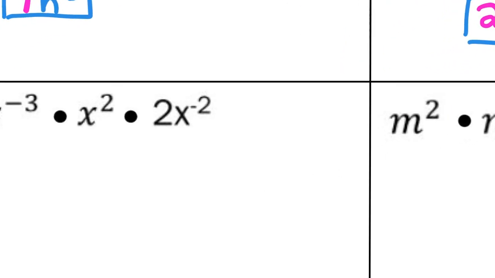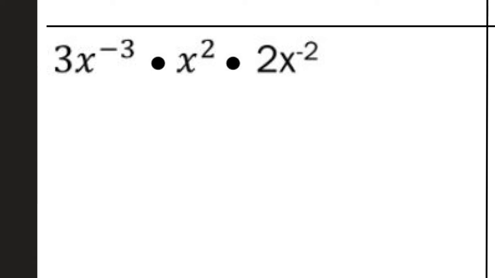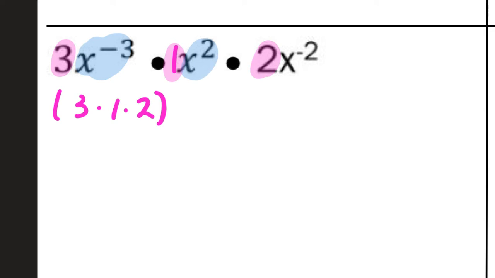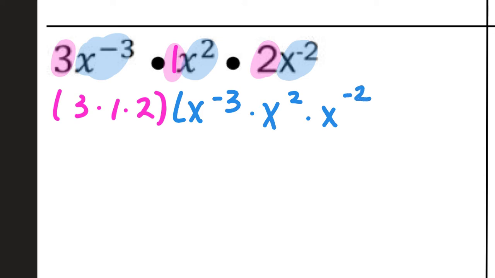For the next example, I'm going to again multiply the numbers together. So I have a 3, a 2. There's nothing in front of this, so I can assume it's really a 1. So I'll have 3 times 1 times 2. And then the other terms all have an x as the base. So I have an x to the negative 3, x to the second, and an x to the negative 2. So this becomes x to the negative 3 times x squared times x to the negative 2.